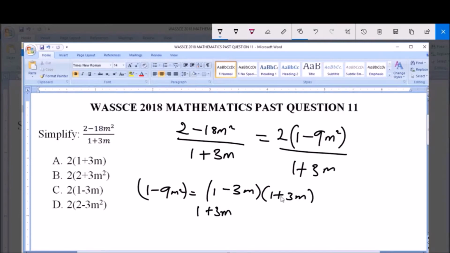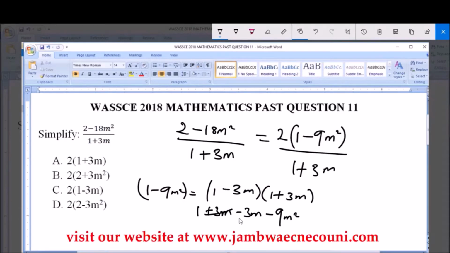Then minus 3m multiplied by 1 will give us what? Minus 3m. And minus 3m multiplied by plus 3m will give us what? Minus 9m square. Now looking at this, positive 3m and minus 3m will cancel, so we have 1 minus 9m square. So you can see that this is equivalent to what? To 1 minus 9m square.